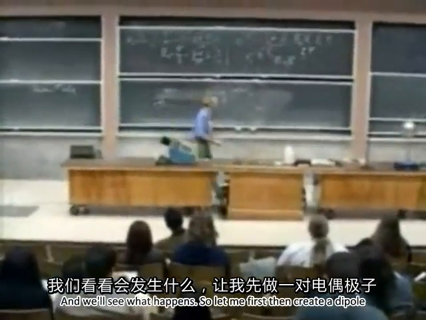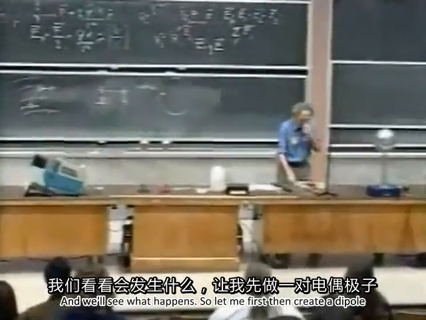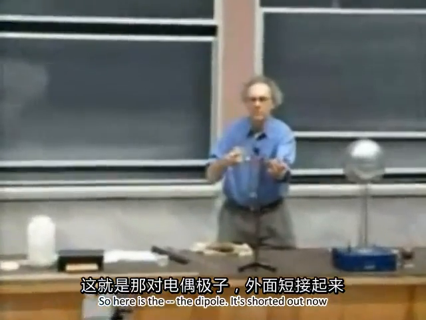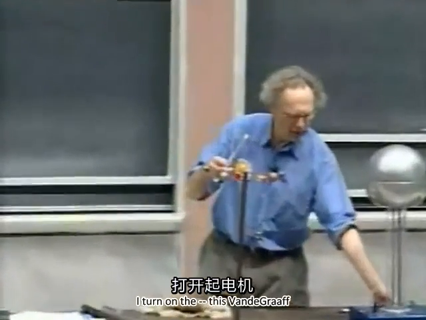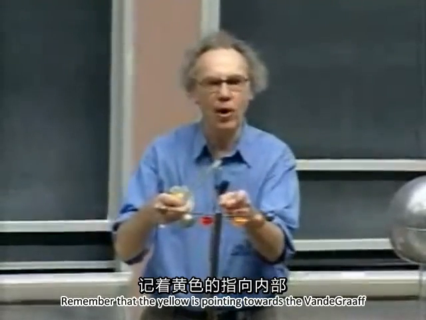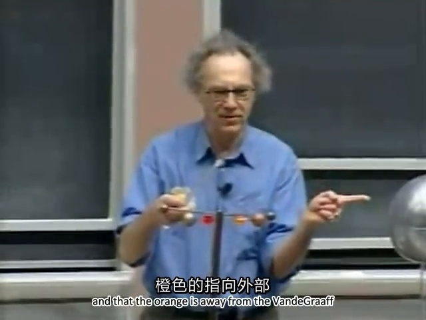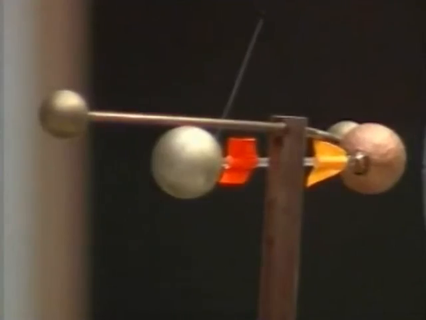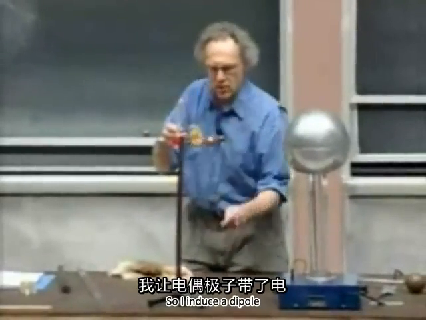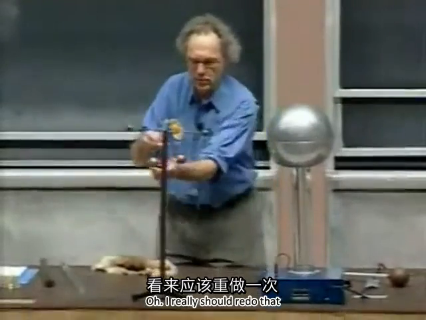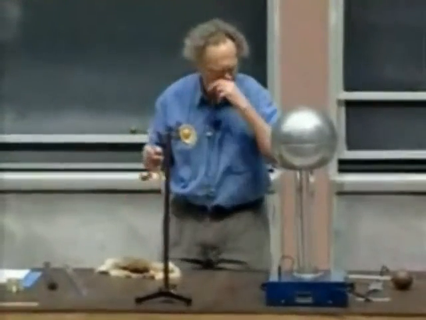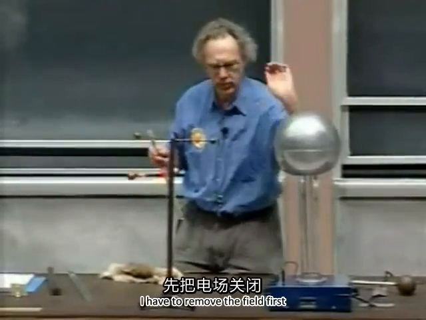So let me first create a dipole. So here is the dipole. It's sorted out now. I turn on this Van de Graaff. So induction takes place. Remember that the yellow is pointing towards the Van de Graaff, and the orange is away from the Van de Graaff. So I induce a dipole. Oh, I really should redo that. I don't know what happens when it... I have to remove the field first.